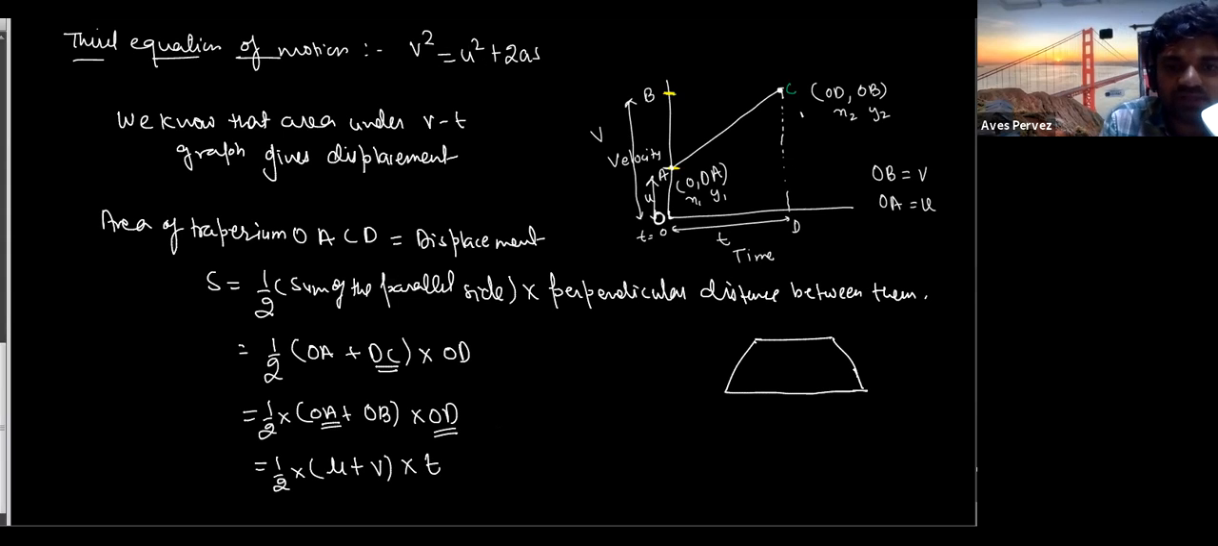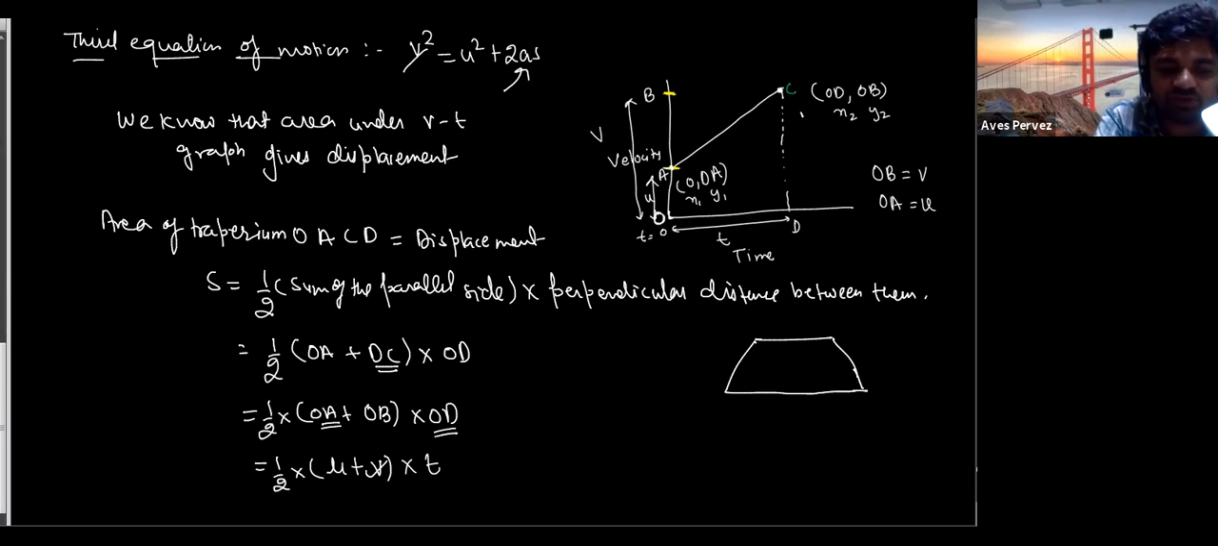u square plus 2as. You see here that there is no acceleration right now, and we need the acceleration in our equation. We have the v here, we have the u here, we have the s here, but we don't need the time. And instead of time, we need acceleration. So from the first equation of motion, we can replace.